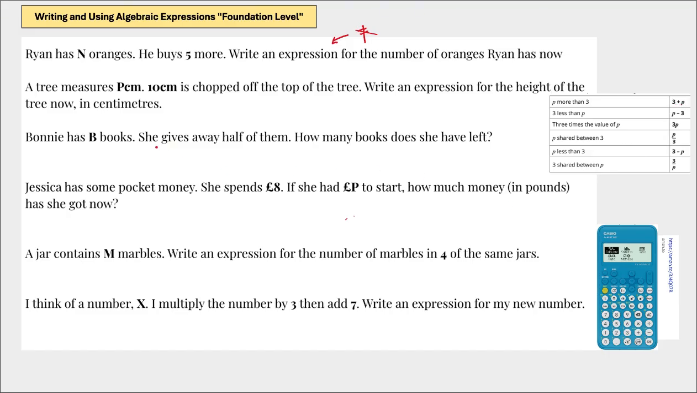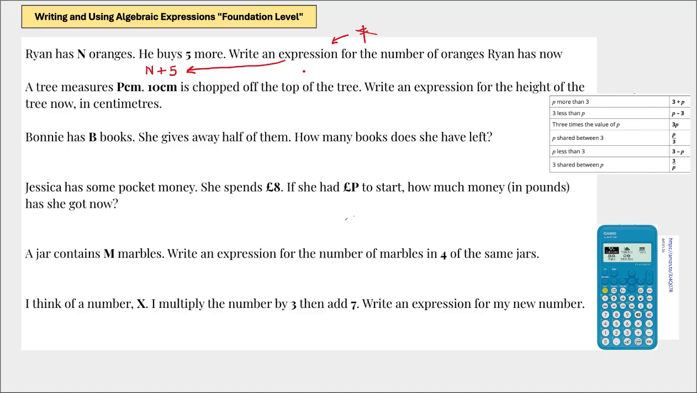So now we have n oranges and he buys 5 more. So it's going to be, in an expression, n plus 5, because he's bought 5 more. 3 plus P, n plus 5. Okay? That's it. There's no equal sign. That is just written. This is an expression.